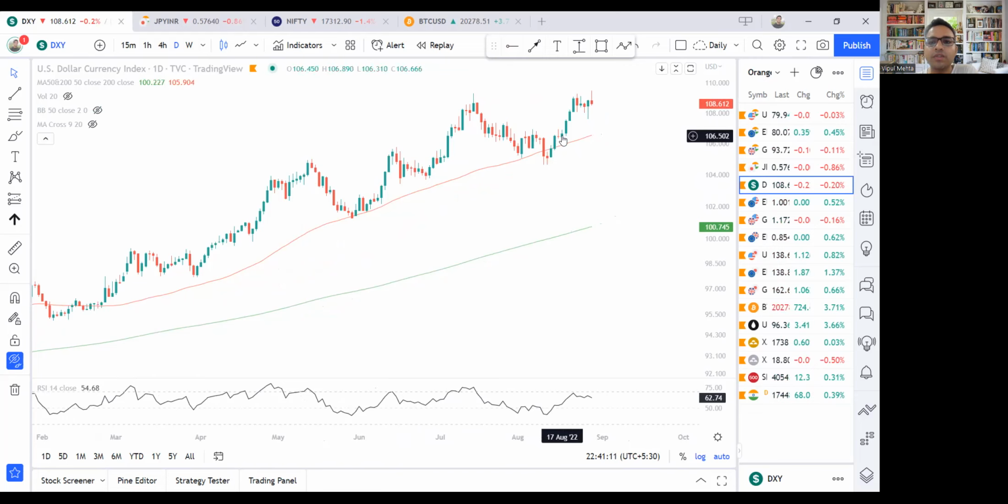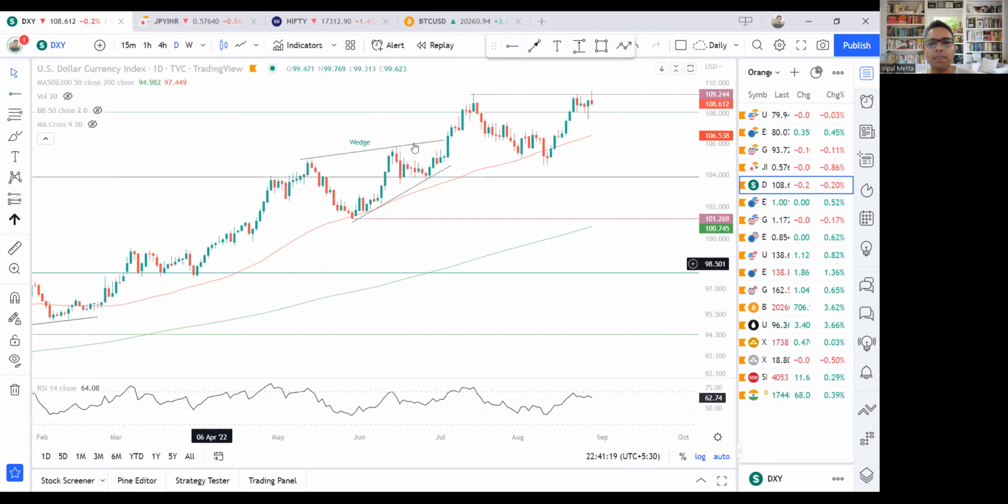So here, this was an interesting opportunity, 17th, 18th of August, to go long for this high. And this high was taken on 23rd of August, right? So the dollar index has done this leg of the move, all the way till 109.